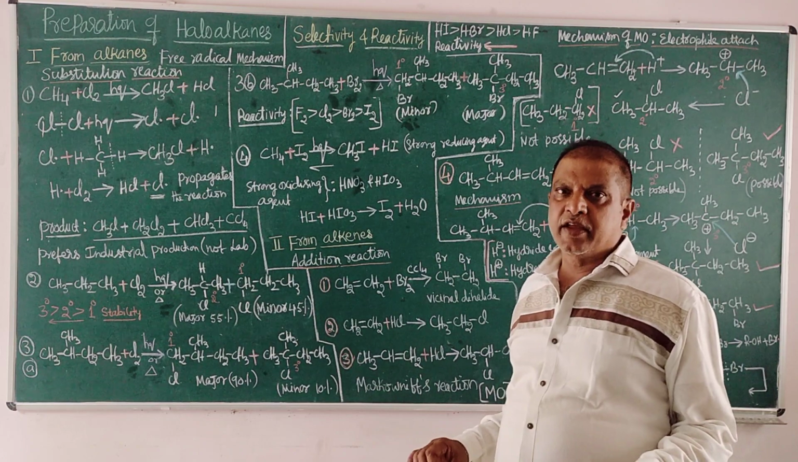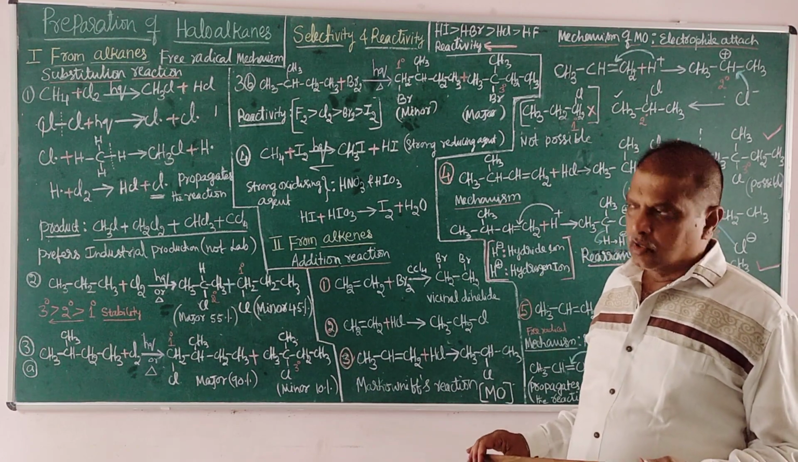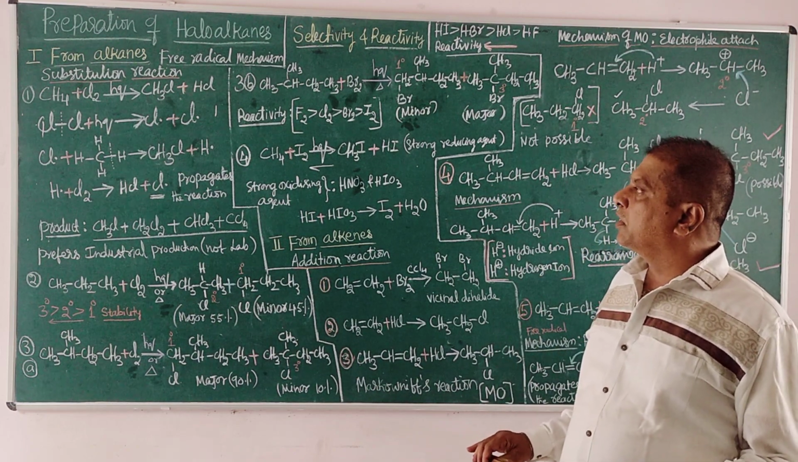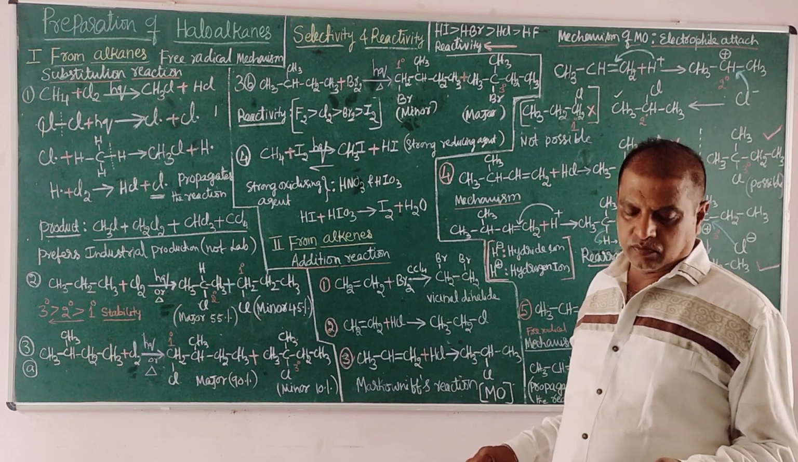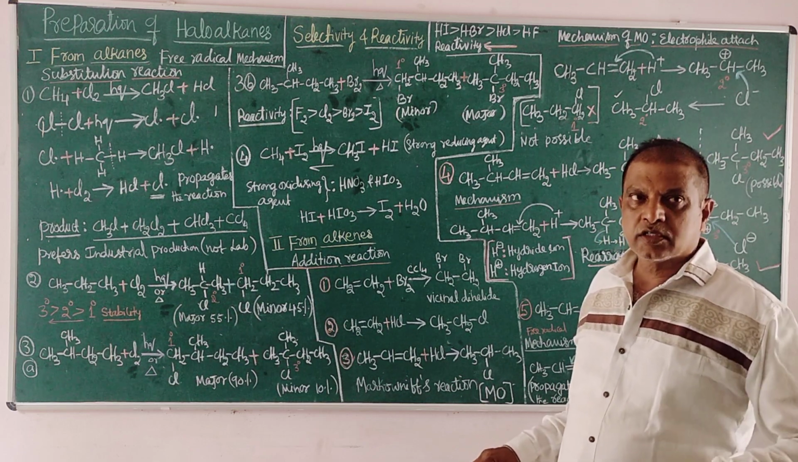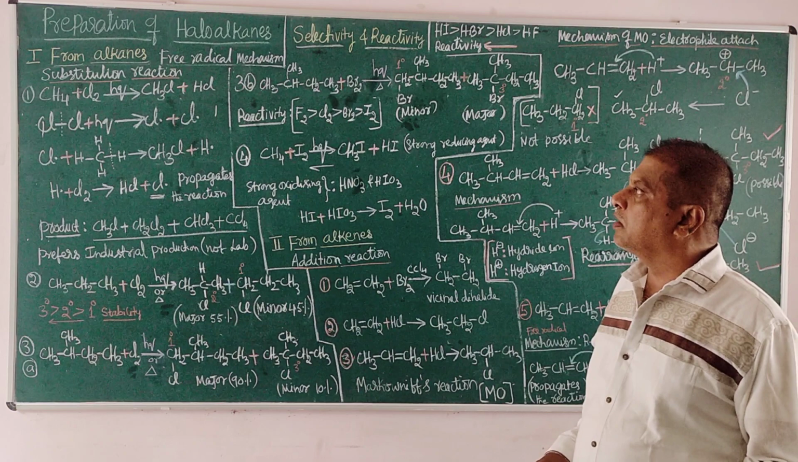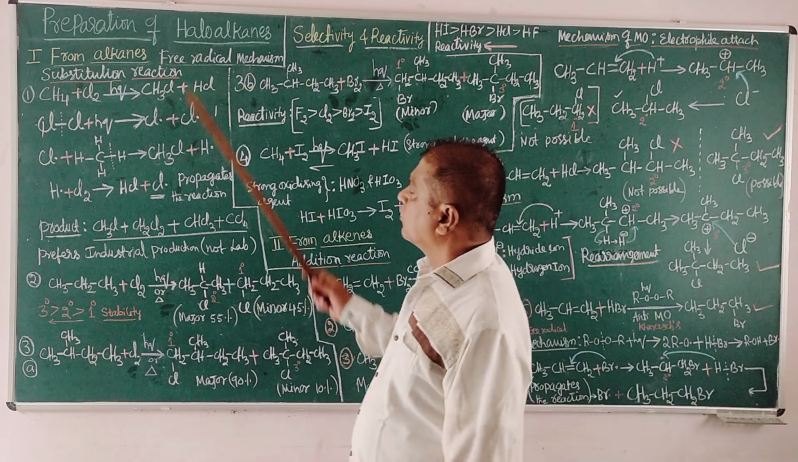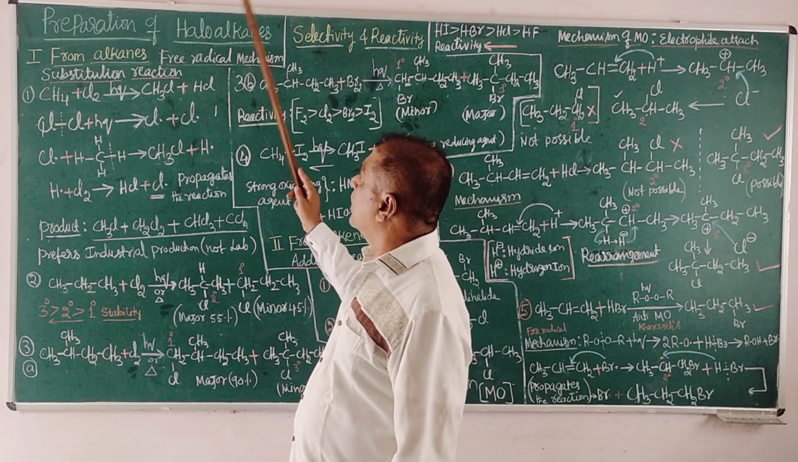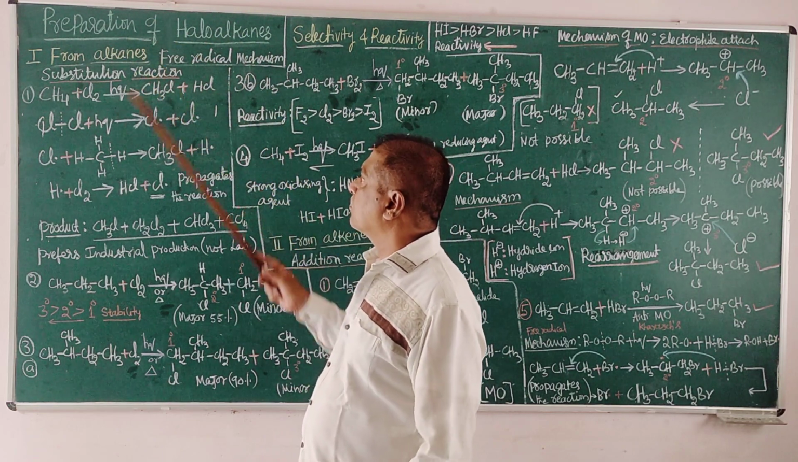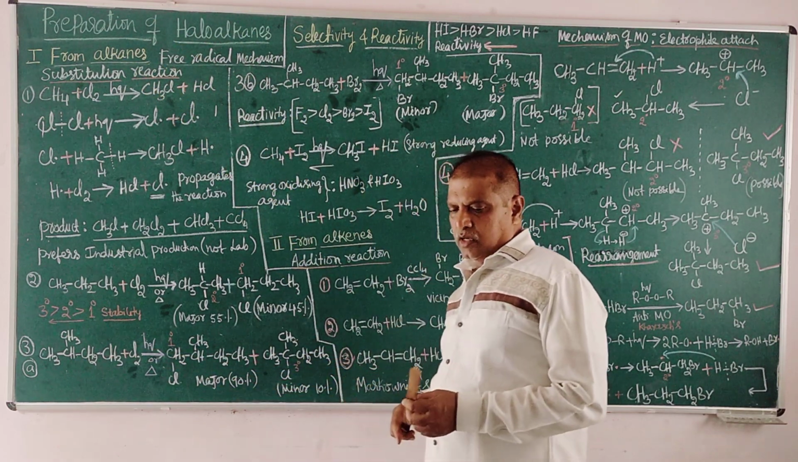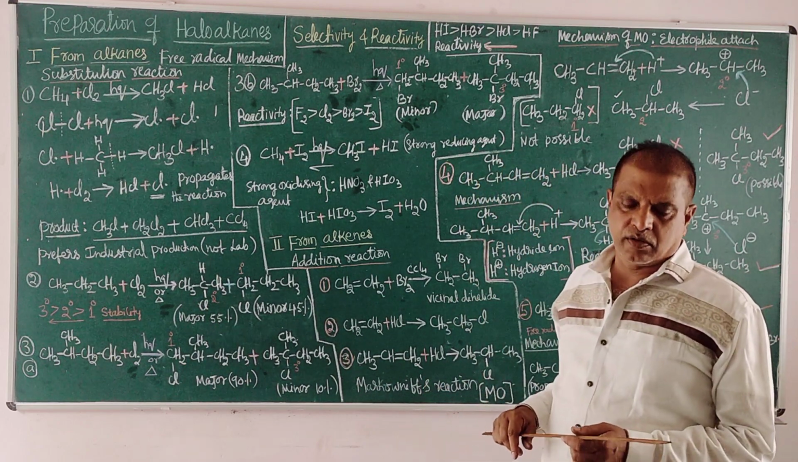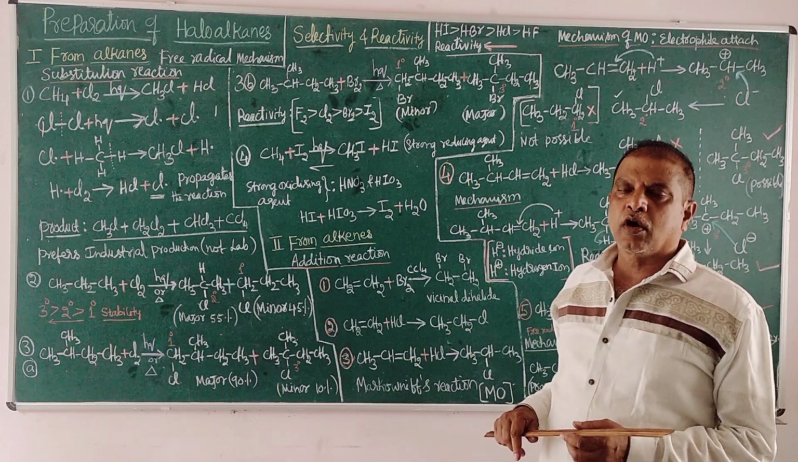Preparation of haloalkanes: there are a number of methods of preparation. Let us look into them one by one. The first one is from alkanes. Preparation of haloalkanes from alkanes is a direct halogenation of hydrocarbons.